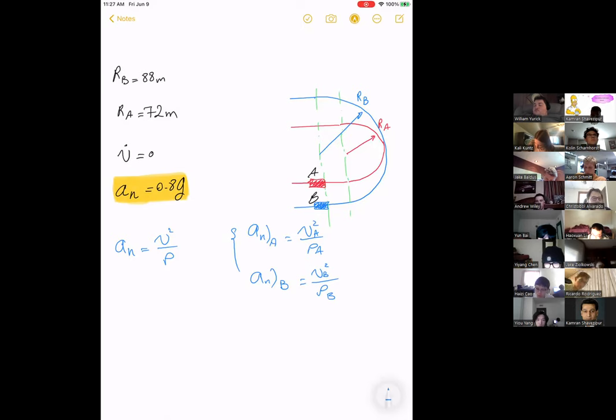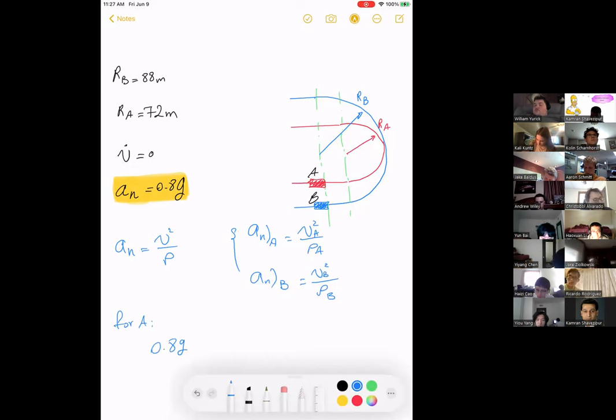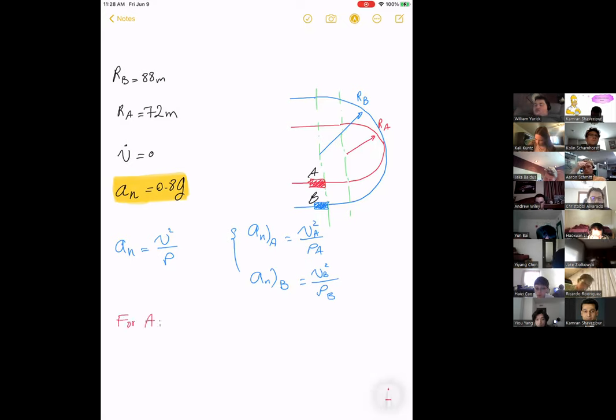The acceleration is constant, so for A, you're going to get 0.8 G. Let me go with each car with the same color code so it might be easier to follow, right? So for A, 0.8 G is VA square over rho A, or VA is square root of rho A times 0.8 G.